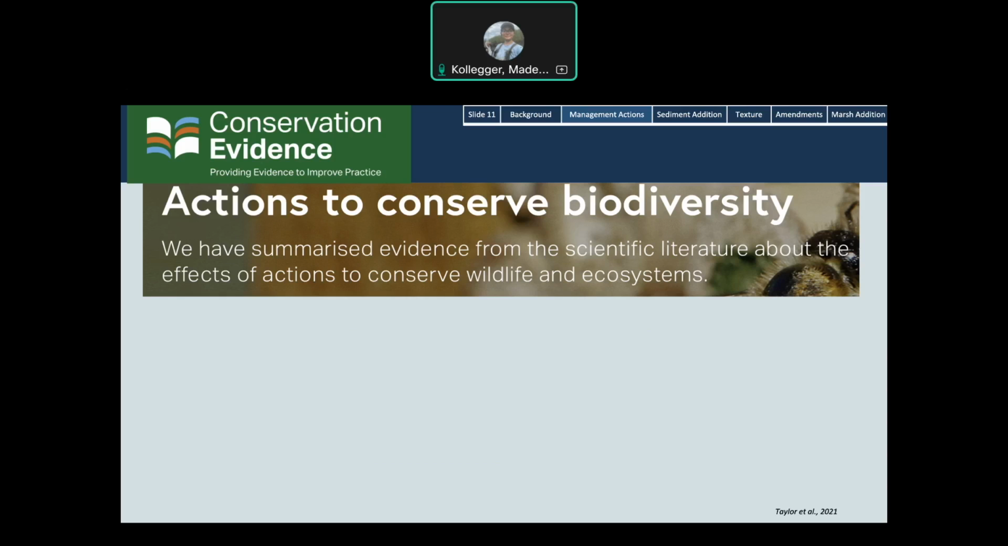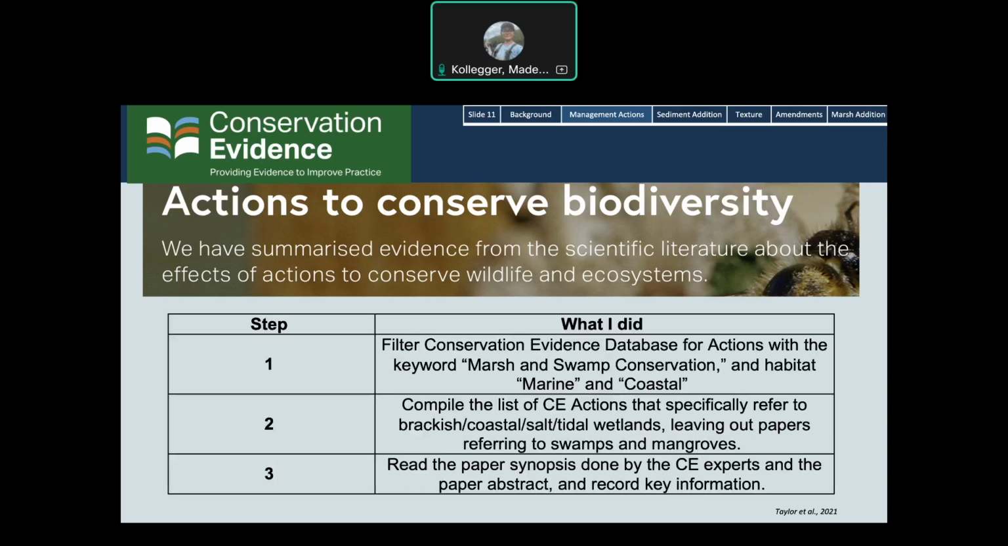in the papers. And my role in this was basically to take their database, which covers all sorts of different ecosystems, and only look for things that were salt marsh related. So I first filtered the database using their keyword system for marsh, swamp, conservation, and habitat of marine and coastal. I then reviewed the remaining list of actions and pulled out things that were specifically related to swamps and mangroves because we were only considering coastal marshes. And then I systematically went through and read the paper synopsis and the abstracts of each paper and recorded key information that was going to be useful later on.